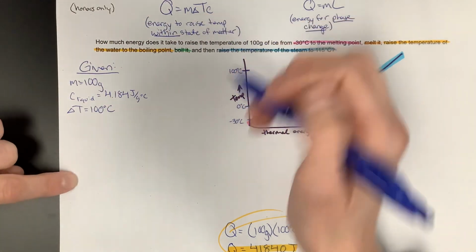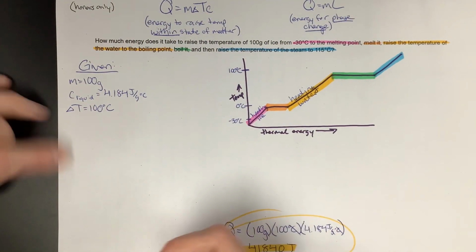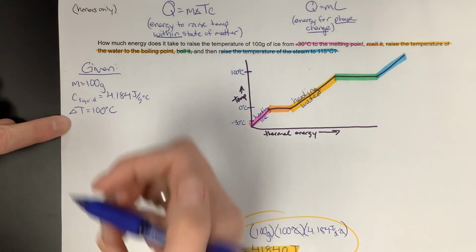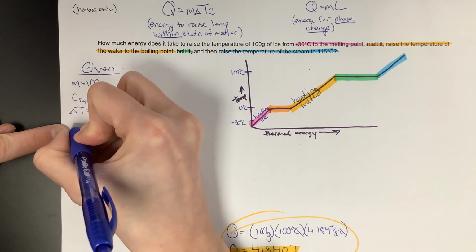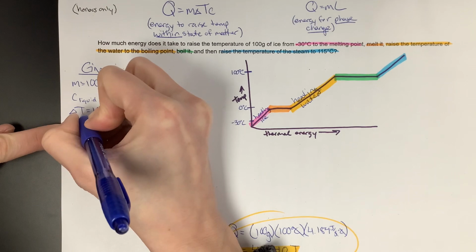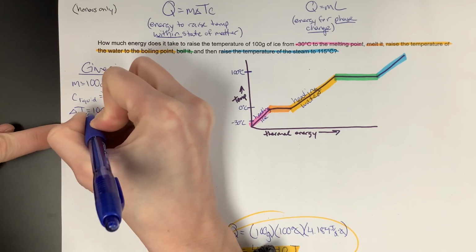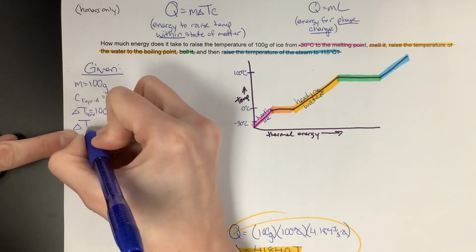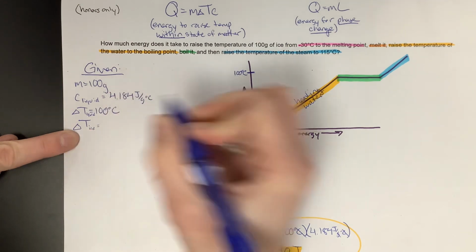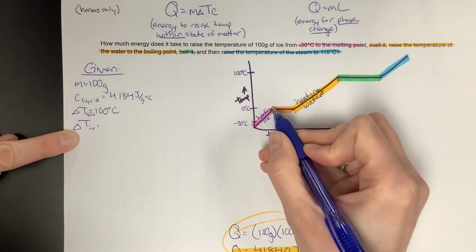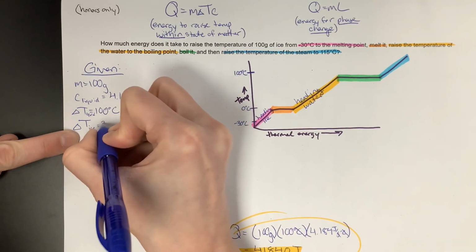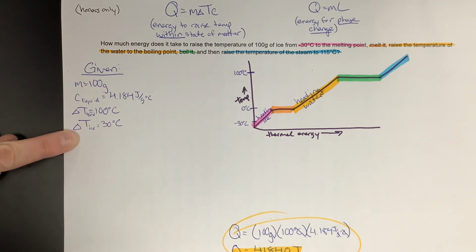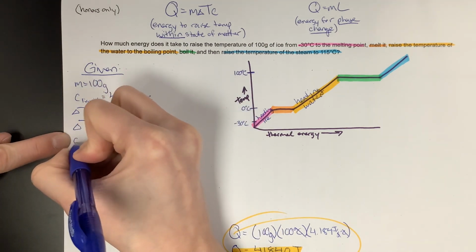So if I go back to add to my givens, it's still 100 grams. But this time my change in temp of the solid, the ice, is going to be -30 to 0. So my change in temp for the ice is positive 30 degrees Celsius. And here's a new one.